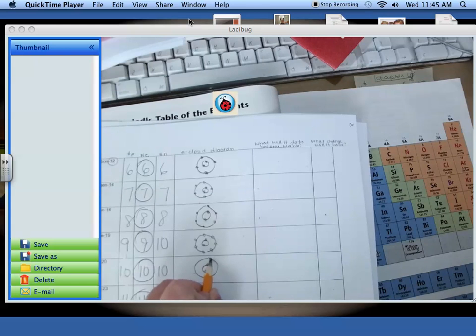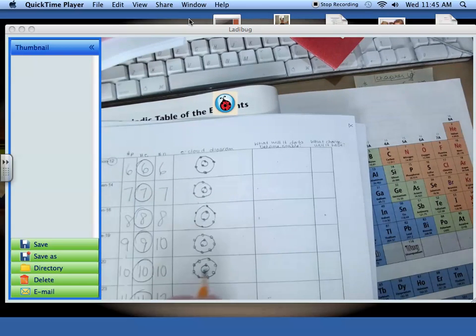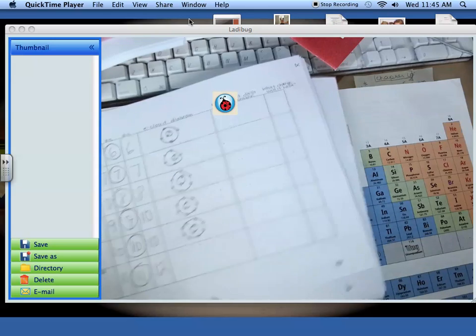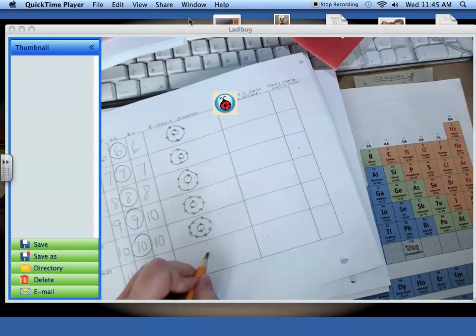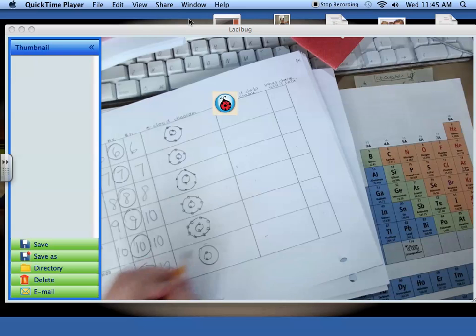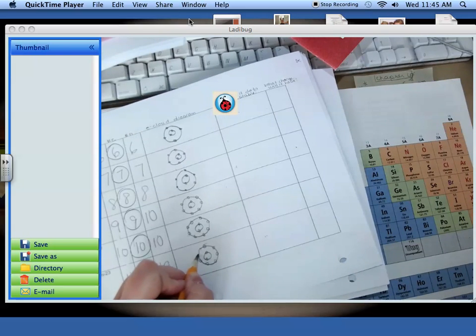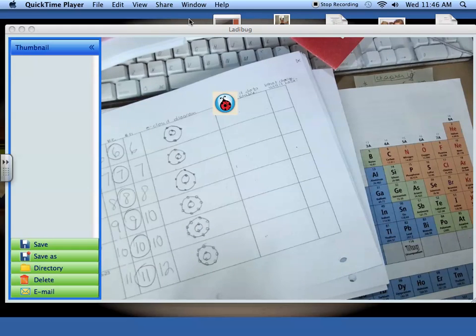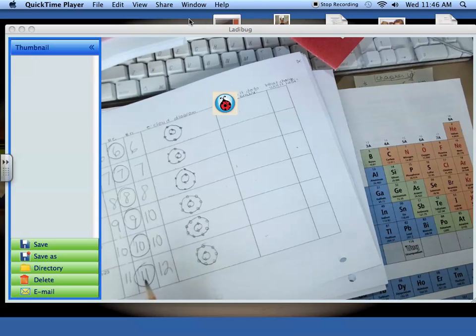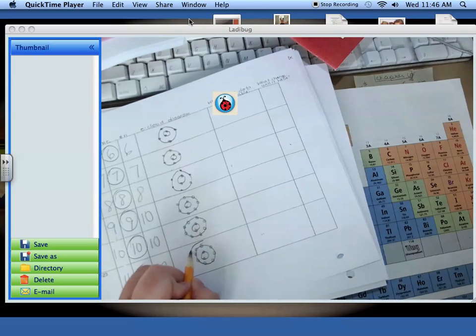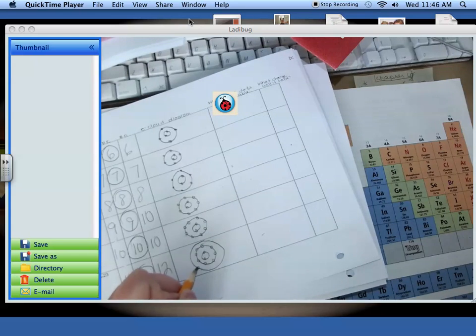Neon, 2 in the first, 8 in the second, that equals 10. And finally sodium, 2 in the first, 8 in the second. The second level can only hold 8 electrons. Right now I only have 10. So for that 11th electron, I've got to build another energy level and I've got to put that in there.